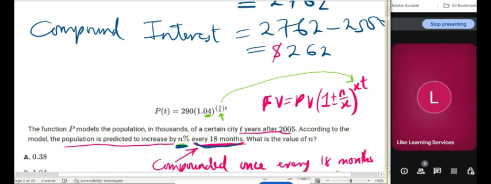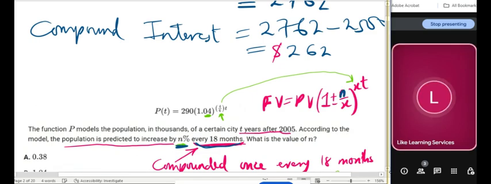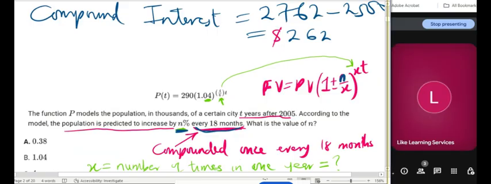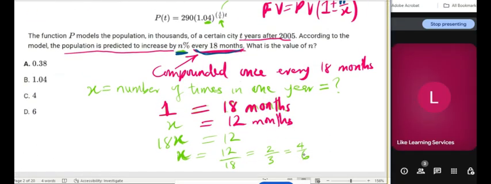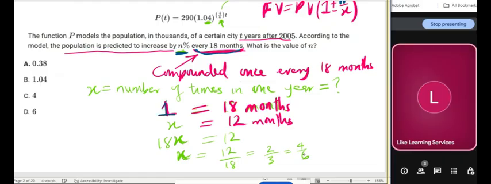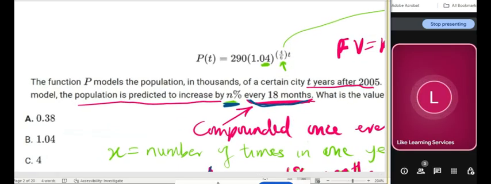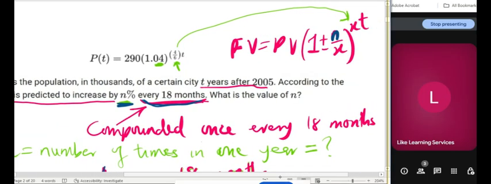Because we need that to get x. n is the rate. That's why I changed the symbols used in the formula. How many times in a year? If it is done once every 18 months, then x is 2/3, because if it is x number of times in 1 year, it is done once every 18 months, so x every 12 months. That's 2/3, or 4/6. So you can see why this 4/6 is the x in the question. Can you see why that 4/6 is the x? So that means 0.4 is the rate.